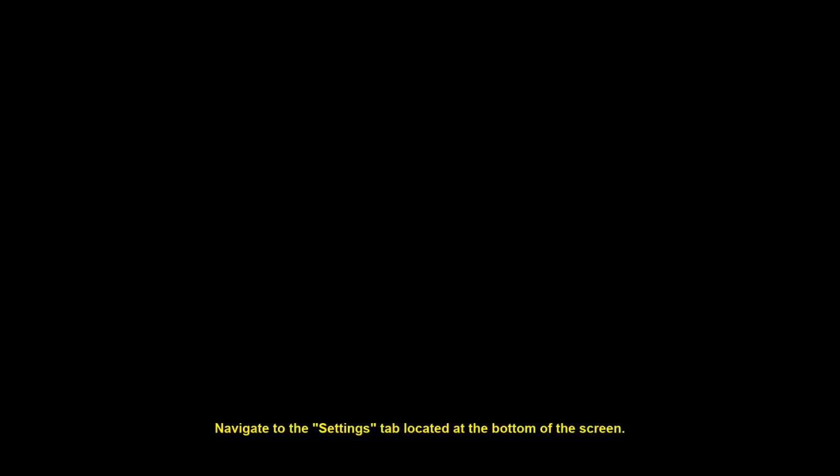Navigate to the Settings tab located at the bottom of the screen. Select System from the list of options. In the System menu, tap on System Setup. Find and select Add Player or Sub to initiate the transfer process. Follow the on-screen instructions to connect your new devices.